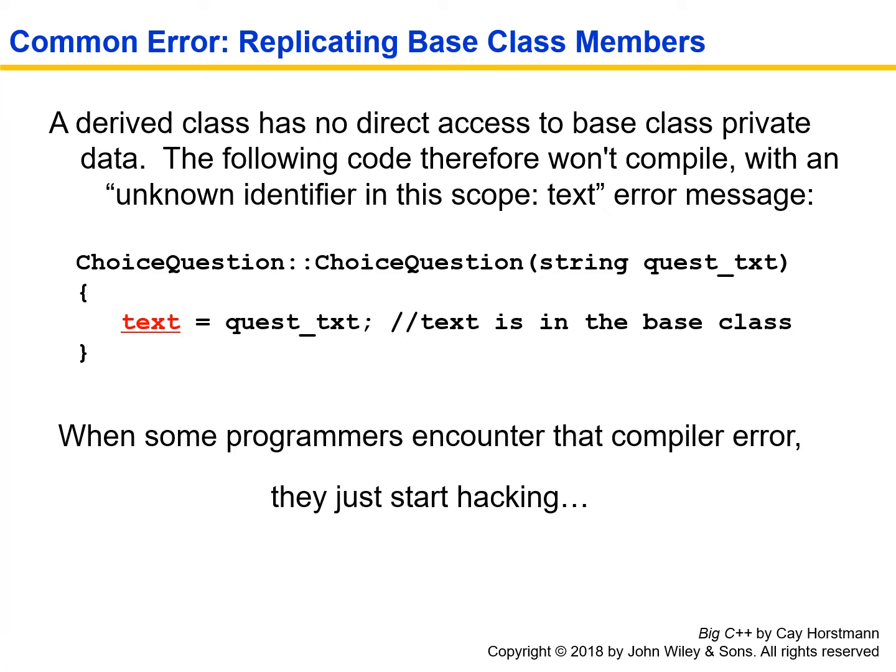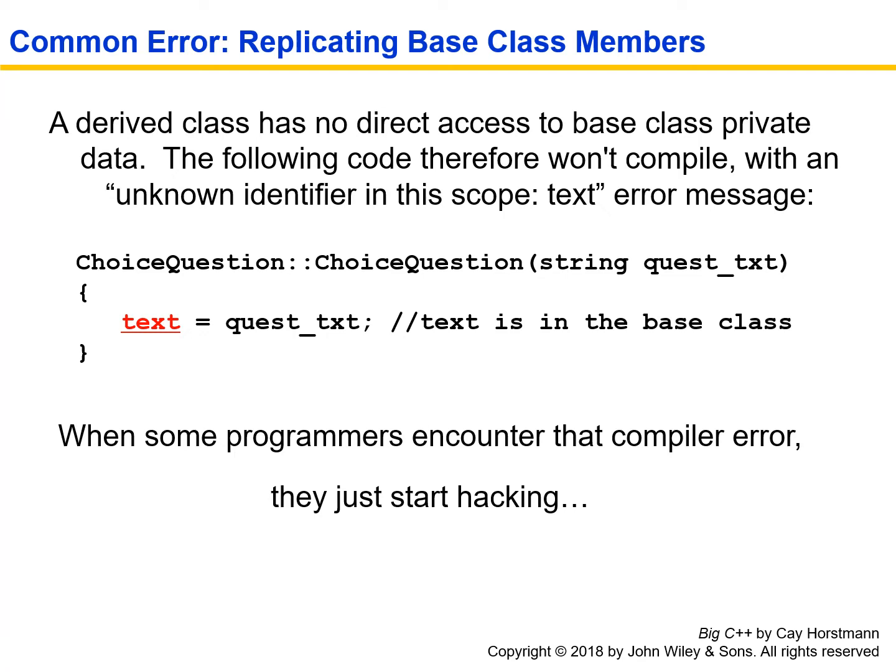Also, derived classes, as we've said before, cannot have direct access to private member data of the base class. So your ChoiceQuestion constructor function would have to call setAnswer, not text equals quest.text.